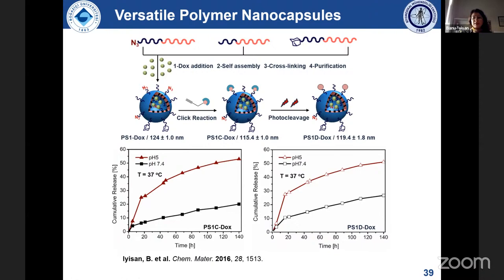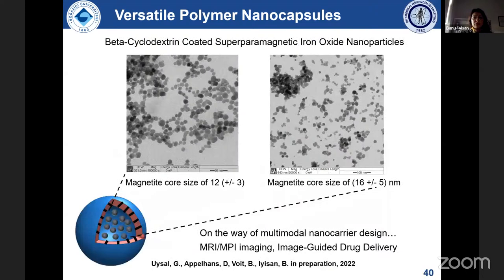Now what we are doing is combining these two structures, with somewhat more advanced materials, right now in the lab. Again in collaboration with former colleagues, Gizem did some of the parts at the Leibniz Institute; she was there for a few months. And we produced sugar-decorated superparamagnetic iron oxide nanoparticles, as you see here, about 12 to 16 nanometers.